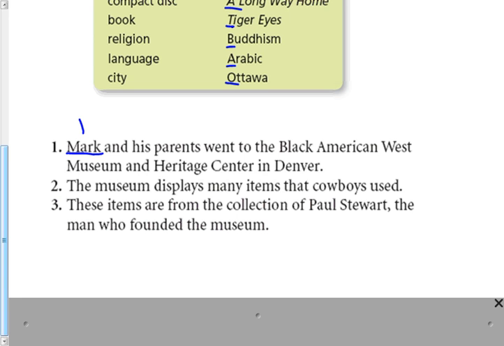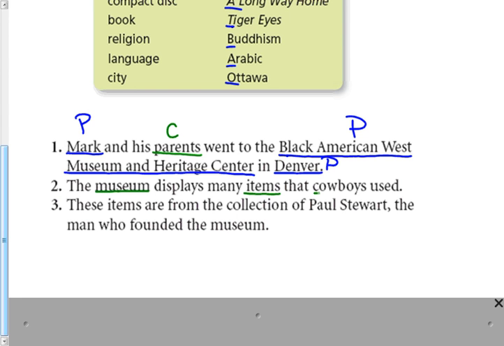Mark is a noun. It's proper because it's his name. Parents is a noun, but it's common because it's not their name or title. Black American West Museum and Heritage Center, it's a proper noun because it's the name of the museum. And finally, Denver is also a proper noun because it's the name of the city. Number 2, the museum displays many items that cowboys used. 3 common nouns: museum, items, and cowboys. All of them are common nouns because they're not the name or title of the item.